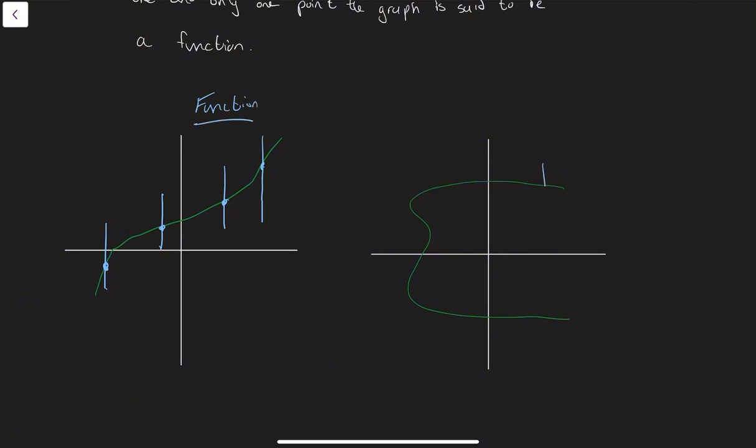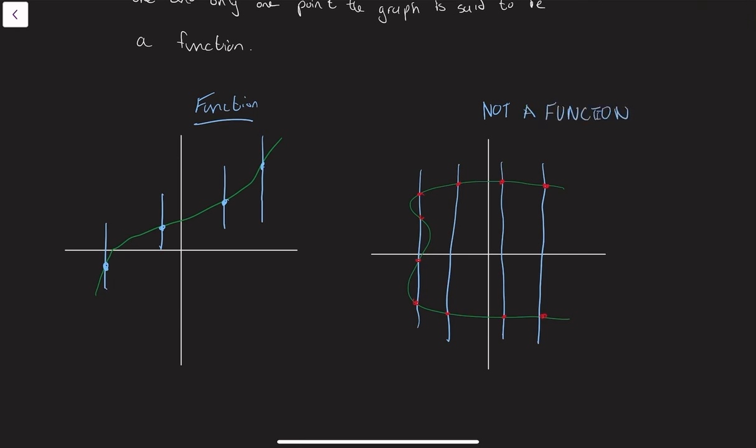But in this case, we have a graph where some values intersect twice, some intersect three times. If you have a graph that intersects with a vertical line more than once, at least one time, you do not have a function. Not a function. It doesn't matter how many times it does this or how many vertical lines you're able to pass through. If it happens once, it is not a function. So it's a very easy test.